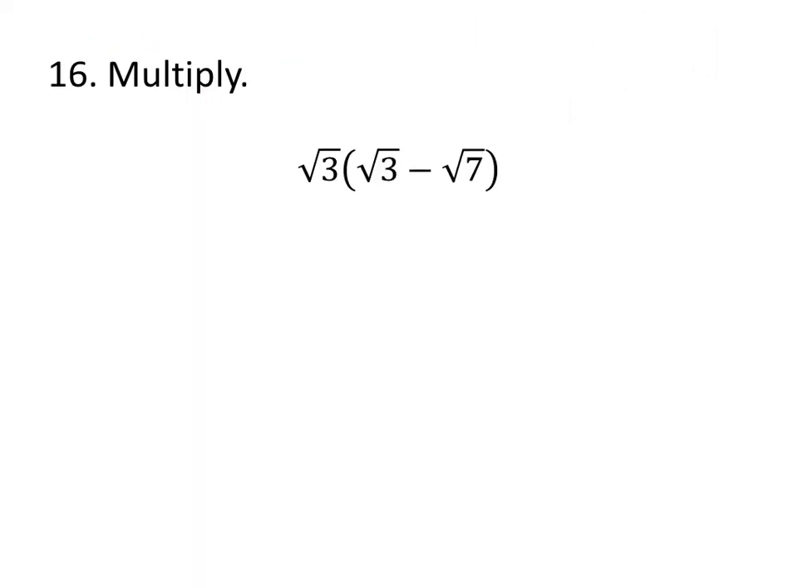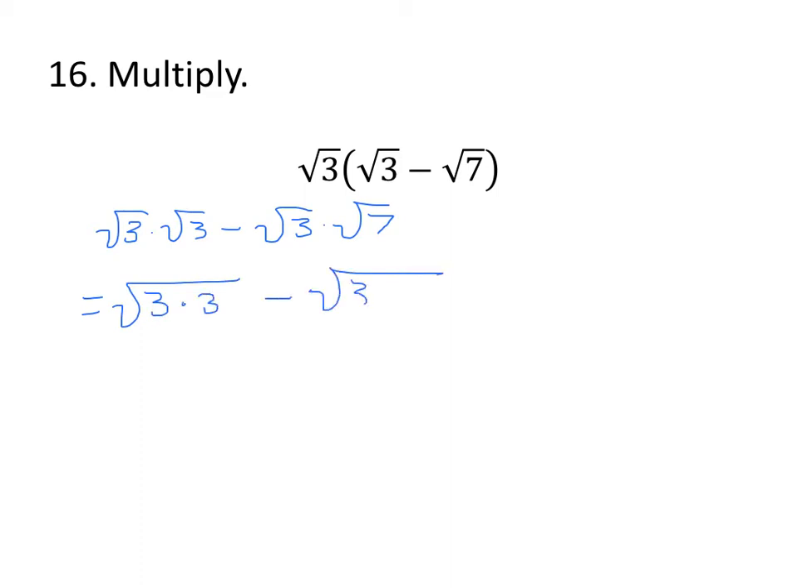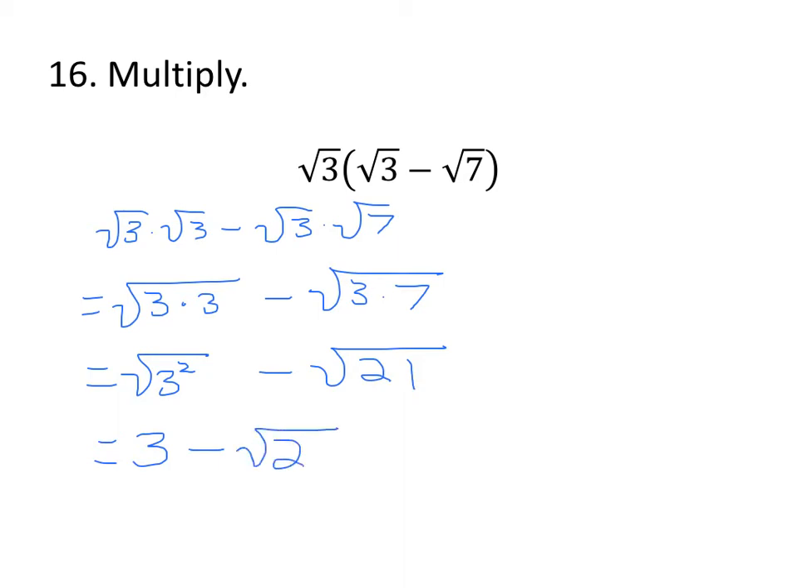In this problem, we're going to multiply by distributing the square root of 3. So we have square root of 3 times square root of 3 minus square root of 3 times square root of 7. So we know that that's equal to square root of 3 times 3 minus the square root of 3 times 7. So the square root of 3 squared is going to be 3, and the square root of 3 times 7 is the square root of 21. And that's the answer.